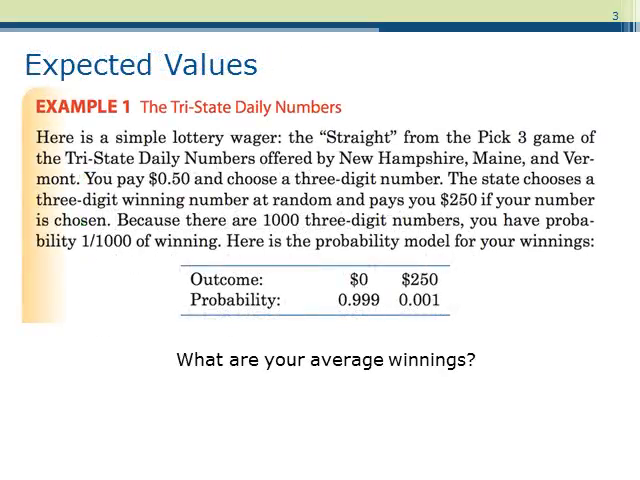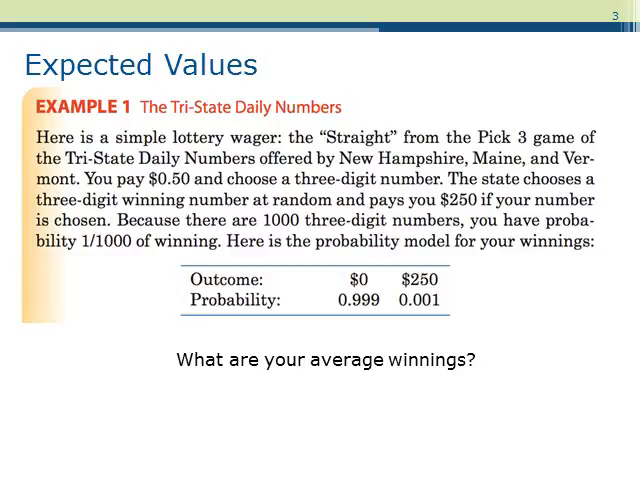Let's begin with an example. In a simple pick 3 lottery game, you pay 50 cents and choose a 3-digit number. The state then selects a 3-digit number at random and pays you $250 if your number is chosen. As there are 1,000 possible numbers, you have a probability of 1 in 1,000 of winning. Here is a probability model for your winnings. Note there is a 999 out of 1,000 probability of winning nothing.